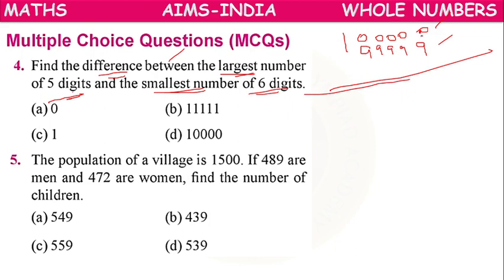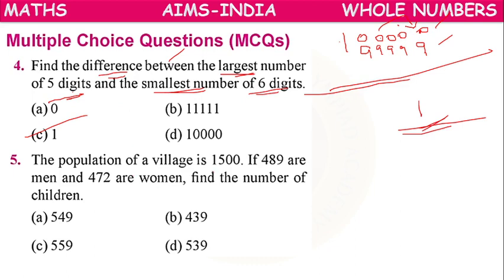What is the difference? 1. So the difference is 1. Because from 0 we cannot remove 9, we have to borrow 1. Not from here, nothing is there. So it will be 9, 9, 9, and this 1 will be 0. We will get the answer 1.